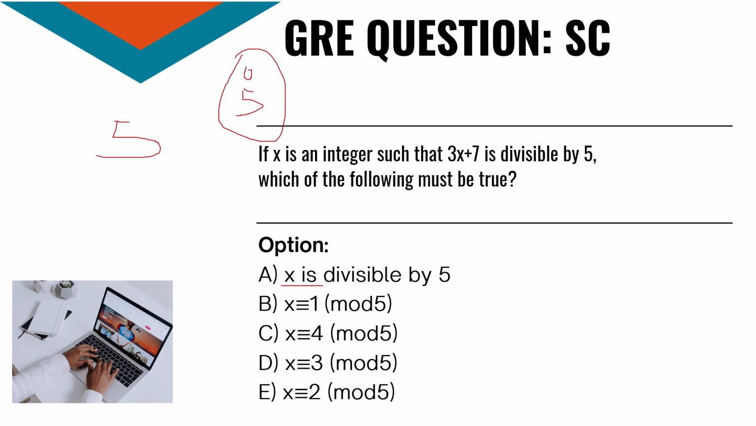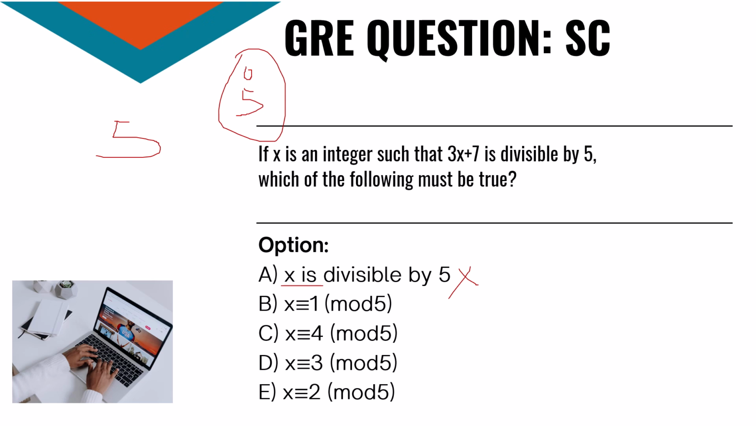What does it mean? X is divisible by 5 means x can be either 5 itself or 10 or 15 or 20, something like that, right? Let's take an example. If x is, for example, 5, right? Now 5 into 3 is 15 plus 7 is 22. 22 is not divisible by 5. That means this option is not always true. We can cross it out.